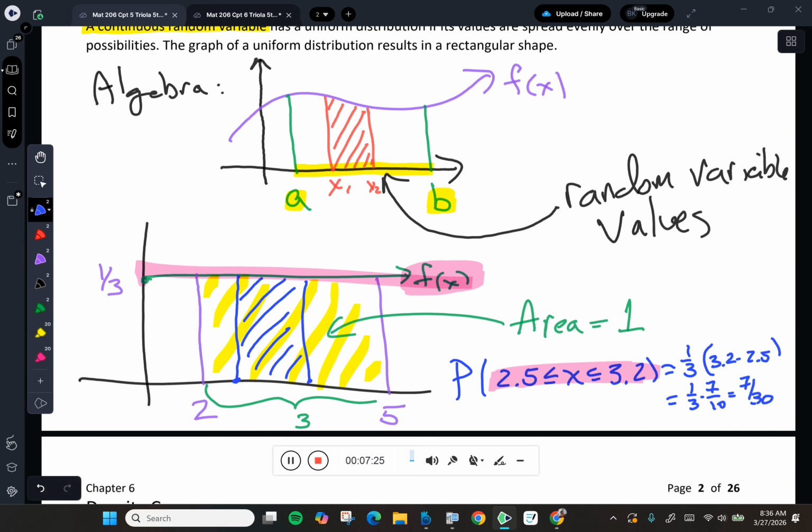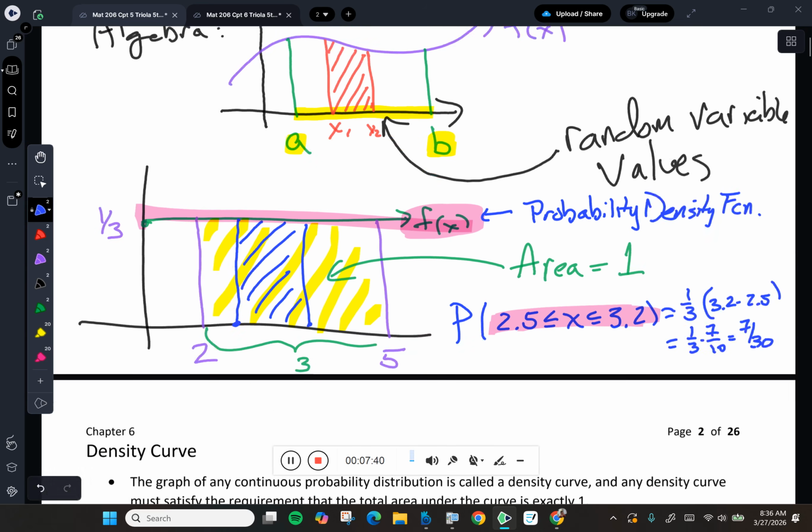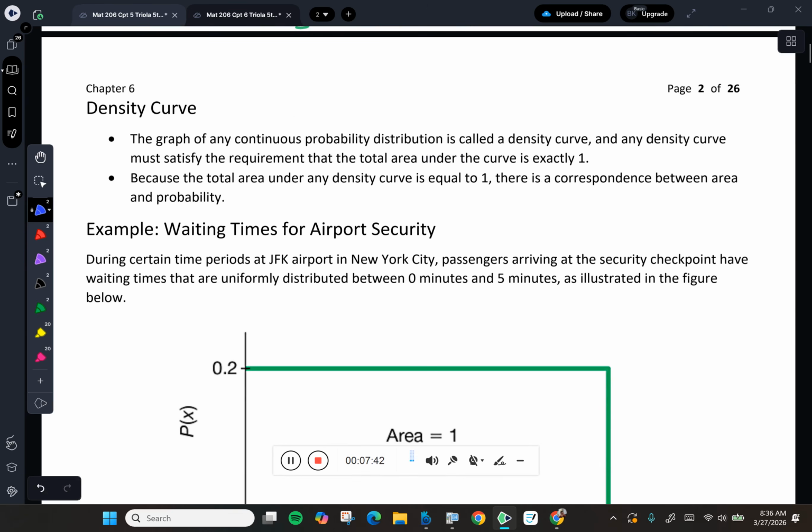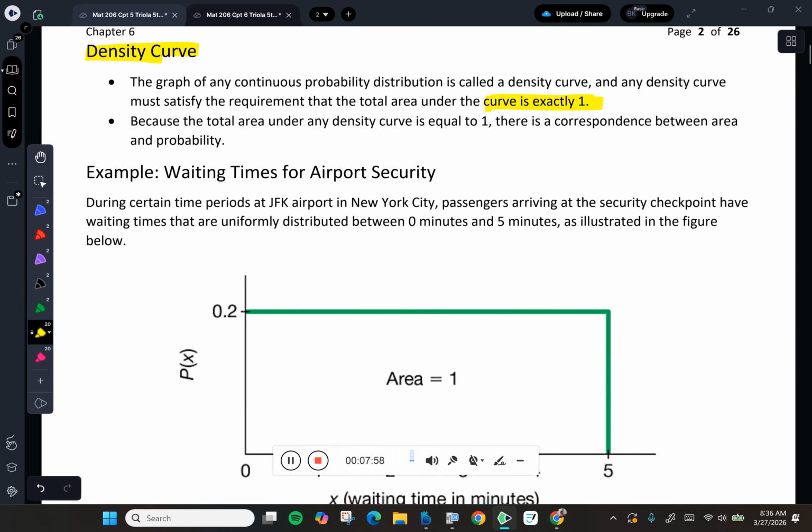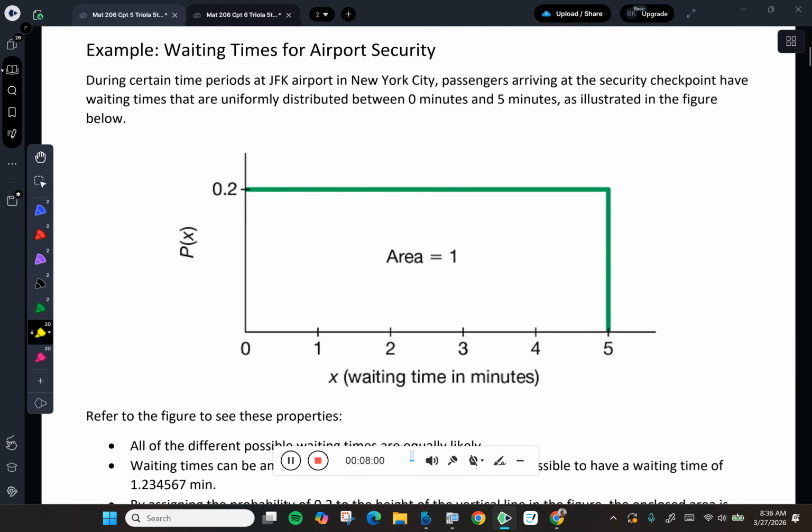Okay? So the fancy name for this guy is a probability density function. Okay? All right. So our density curve or our density function is whatever the algebra is that satisfies those two requirements. One is that the area must add up to 1, and two is that it can never be negative. Okay? All right, so let's take a look at our first example here.